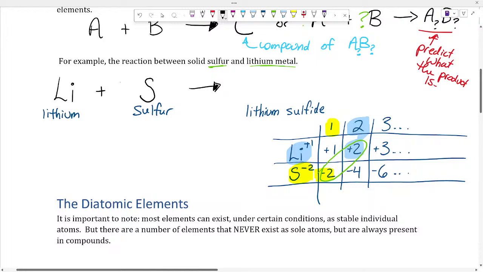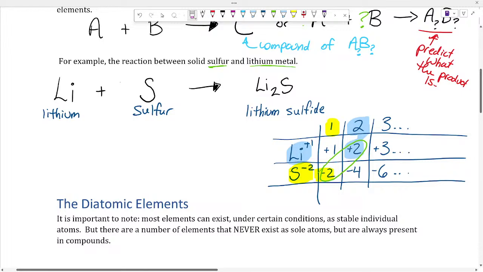How many lithiums? 2, so that'd be Li2. And then how many sulfurs? Nope, how many? Just 1. Good, so that'd be Li2S. And do we write the 1? You could, but it's clumsy. You normally just write it like that. That's our reaction. So that's the first step.